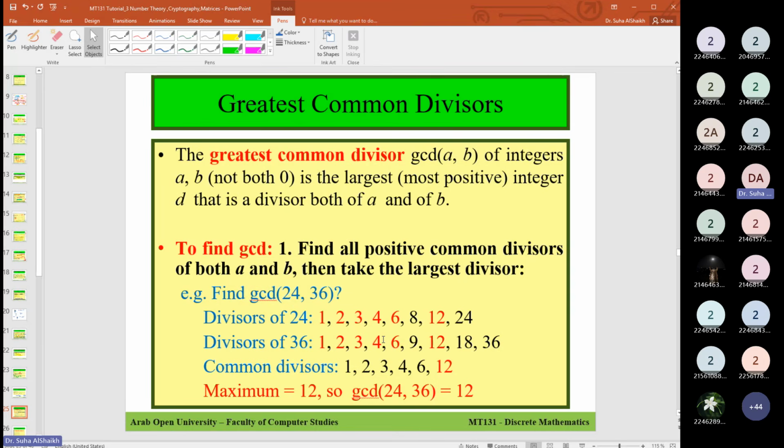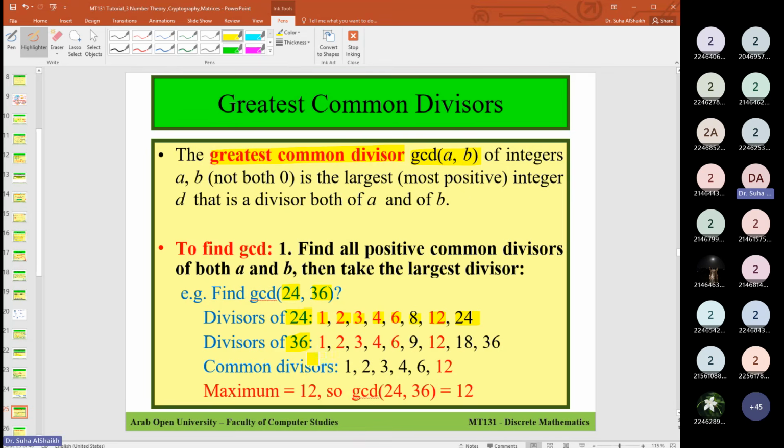The next thing we're going to talk about is the greatest common divisor and the least common multiple. The idea of the greatest common divisor, finding the GCD between two numbers A and B, is finding the divisor that is common and that is the greatest between two numbers. So if we have two numbers like 24 and 36, we list all the divisors of 24 and 36. What are the divisors of 24? 1 and 2 and 3 and 4 and 6 and 8 and 12 and 24. All of these are divisors of 24. All of them divide 24.